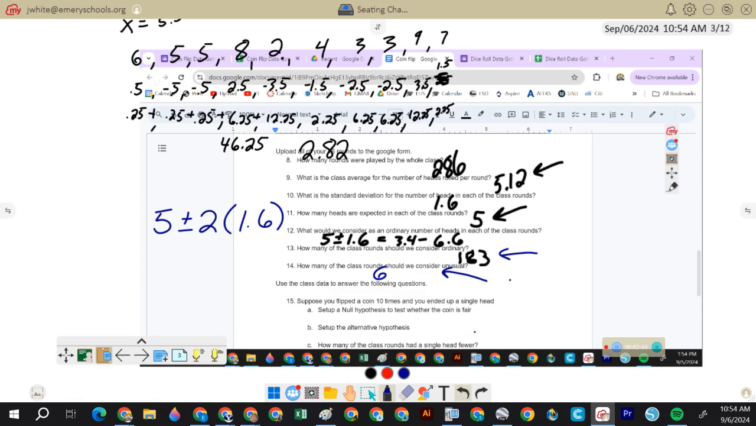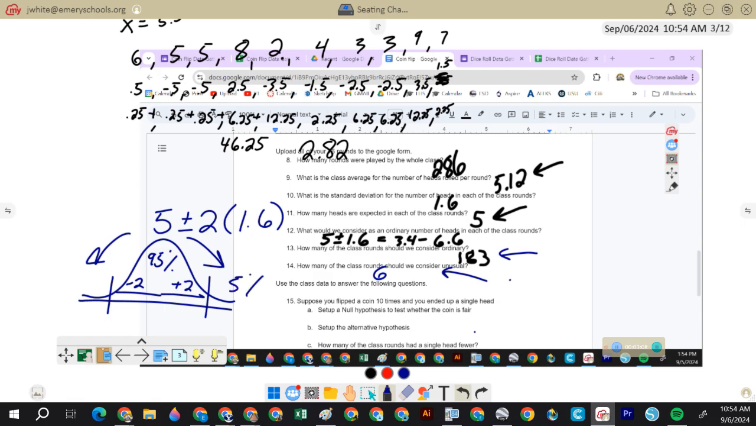So 6 of them were unusual. How many would we expect? What percentage would we expect to be unusual? So if we draw our normal curve and I cut off everything from -2 to +2, how much is in the middle? It's about 95%. So how much should be in the wings?